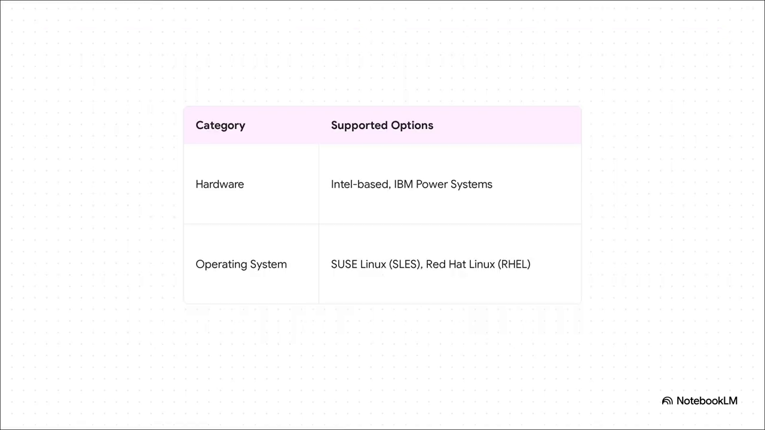But here's the thing, no matter which deployment choice you make, the foundation is really consistent. SAP HANA runs on certified hardware from either Intel or IBM Power Systems, and the operating system is always going to be a supported Linux distribution, either SUSE or Red Hat.